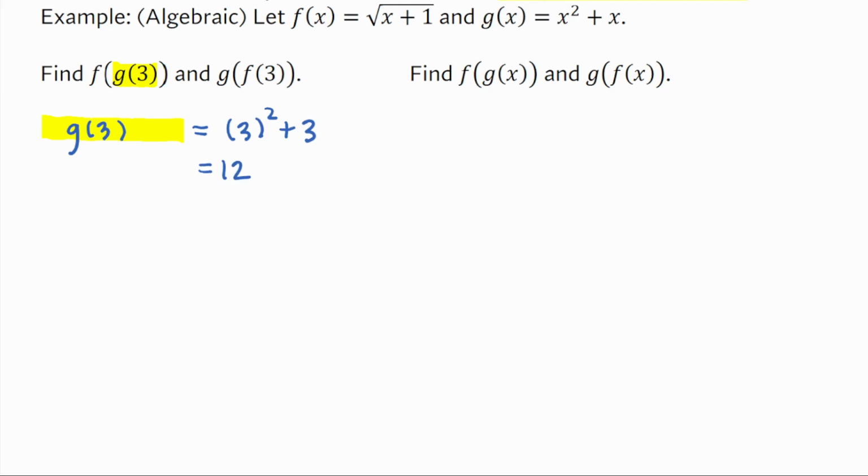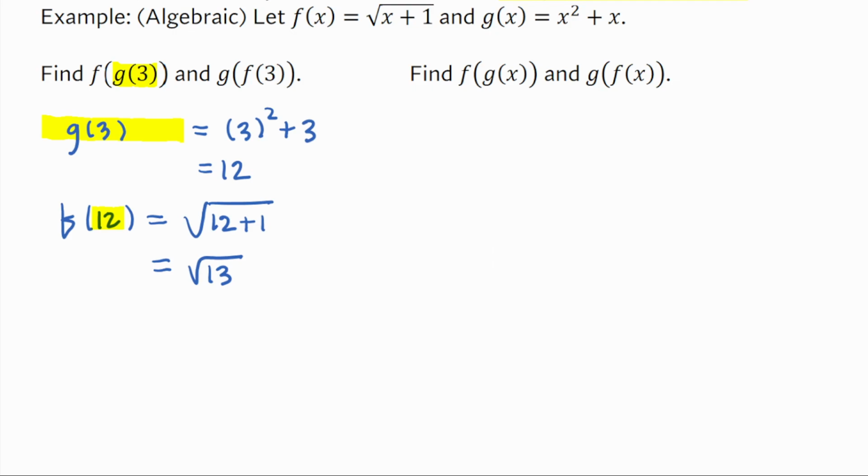And then I'm interested in taking f of g of 3, so that's going to be f of 12. And that'll equal the square root of 12 plus 1, which is the square root of 13. There's not really anything I can do with that. I'm just going to stop there. So that's f of g of 3.